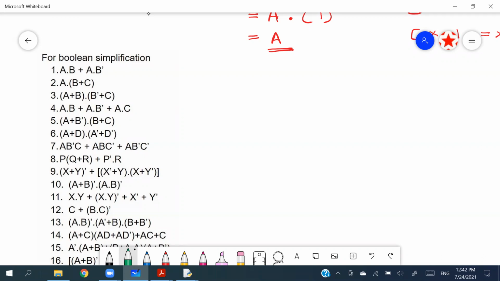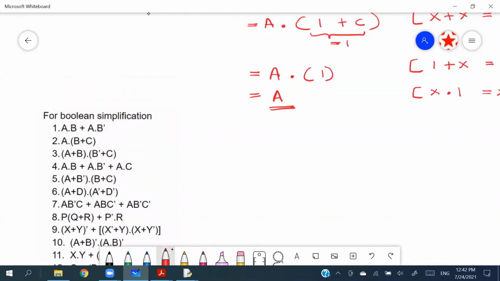Okay, so I'm doing the fifth one. Here comes the fifth one. So it says A plus B bar dot B plus C. Right, so like I can't take anything common out.